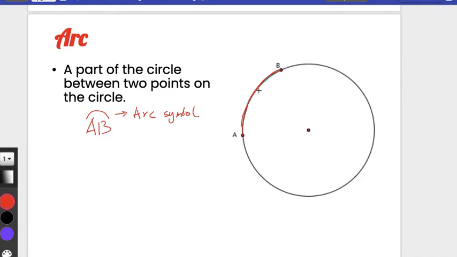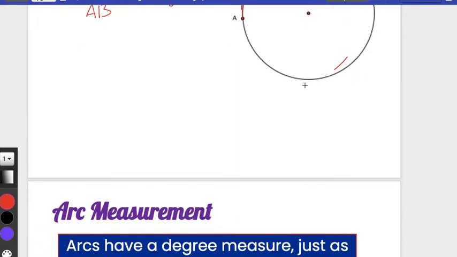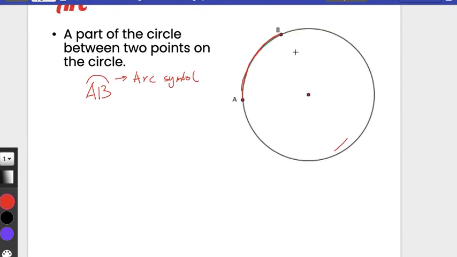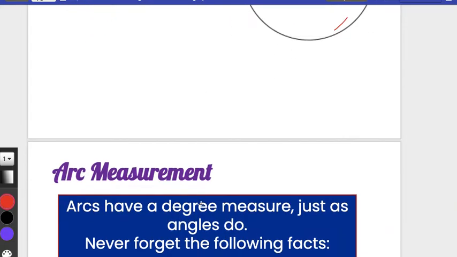Since I mentioned an arc can be this little piece or even the larger piece here, how do we tell the difference? That's going to be the next part. There are two types of arcs. But before that, let's quickly review a fact. For an arc, we can also define the arc measurement. We can see how many degrees an arc is.